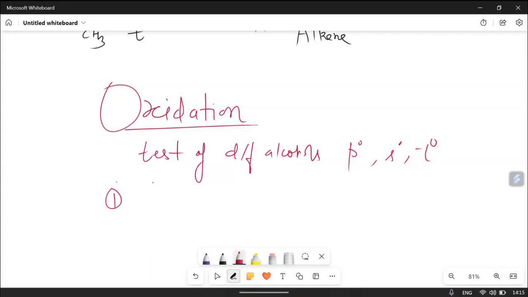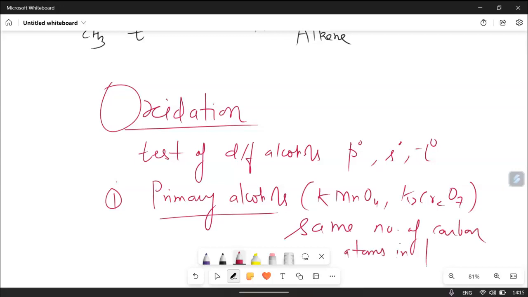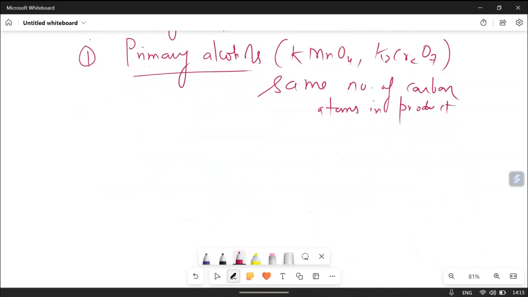So primary alcohol, when it reacts with K2Cr2O7 or KMnO4, will give the same number of carbon atoms in the product. How come? Let's start with the reaction. When primary alcohol is oxidized, it will give the same number of carbon atoms in the product.